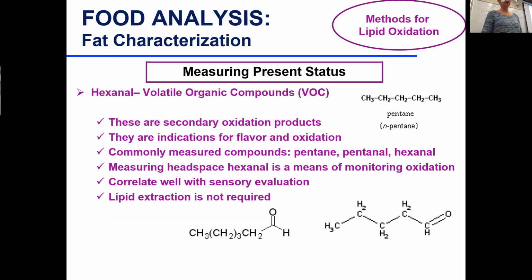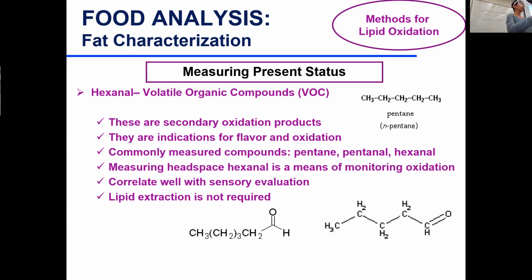So hexanal is another test for secondary oxidation metabolites. Hexanal is a secondary oxidation product. You can measure pentanal, pentane; these are all secondary oxidation products. These will be formed and they're volatile. Because they're volatile, you can do GCMS using headspace. What does that mean? That means the space above the sample.